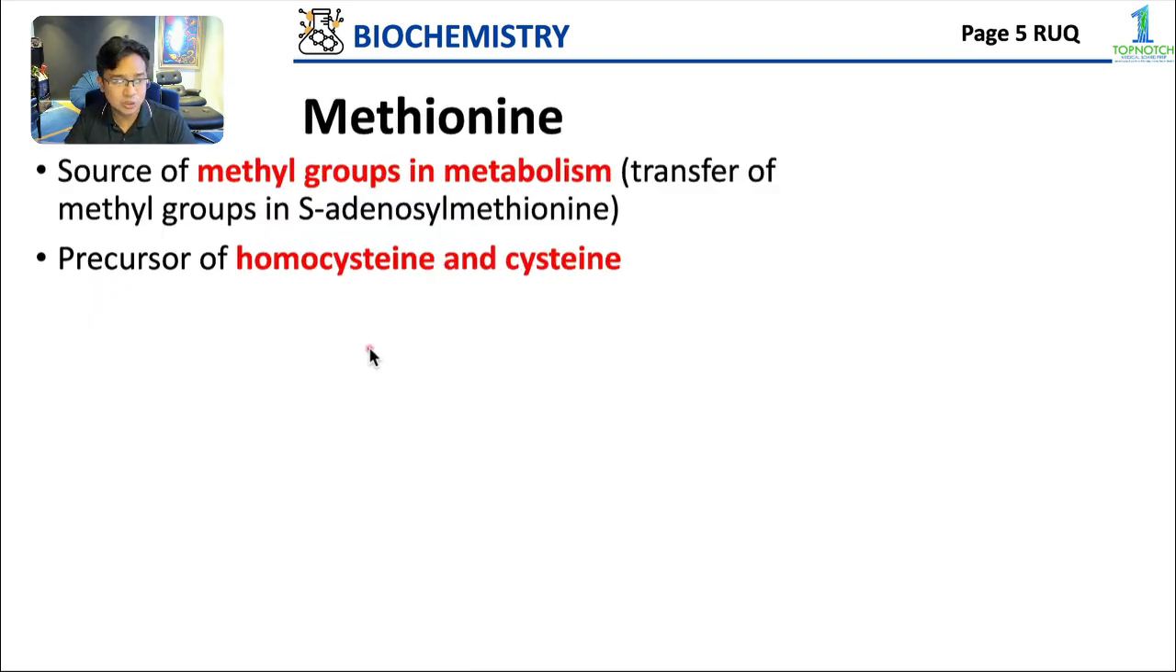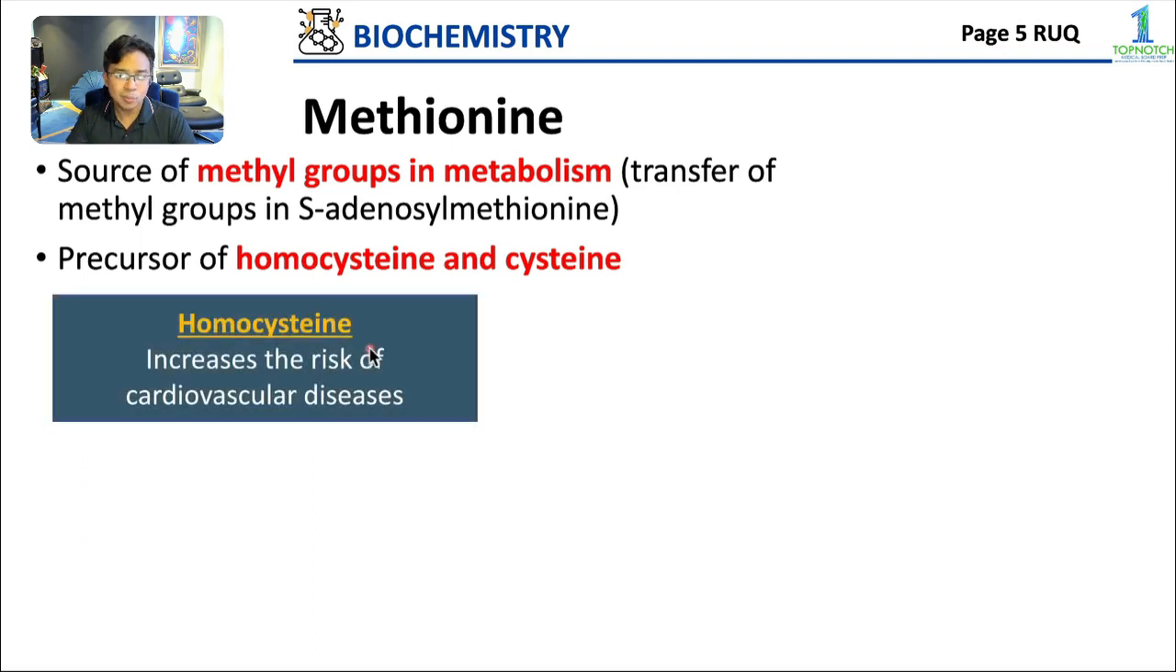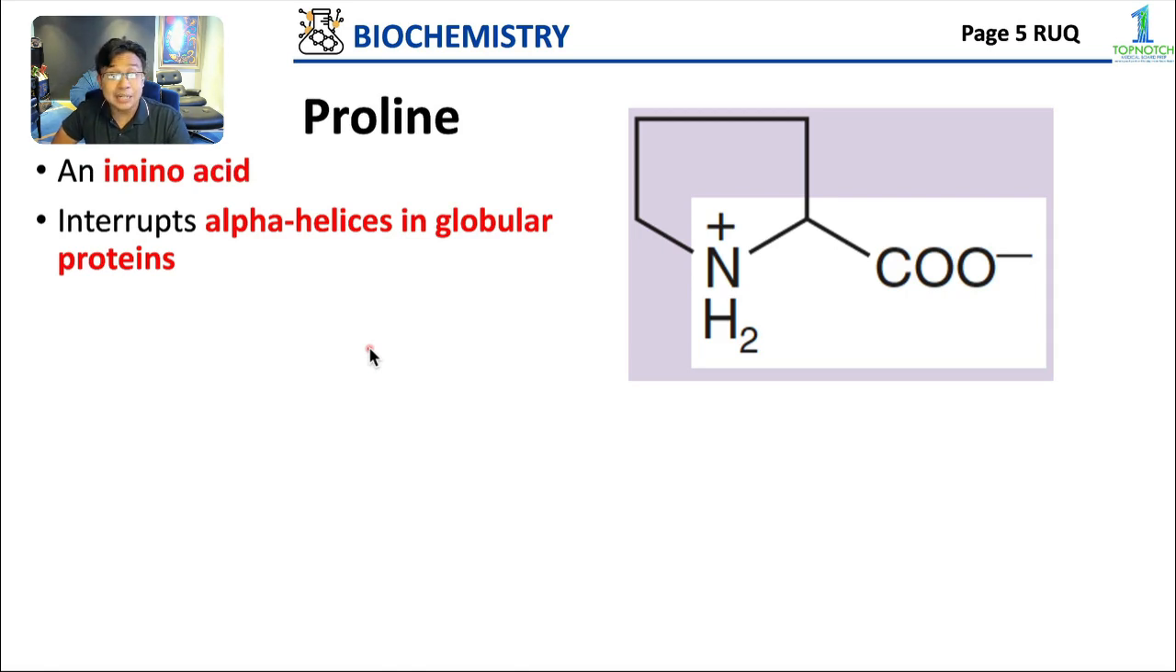Methionine, the source of the methyl groups in your metabolism, mainly in the transferring of methyl groups in S-adenosyl methionine. It's the precursor of your homocysteine and cysteine. And take note, guys, that homocysteine is important because it increases the risk of cardiovascular diseases. So if you have high levels of homocysteine in the blood, known as homocysteinemia, you have high risk for having cardiac events.